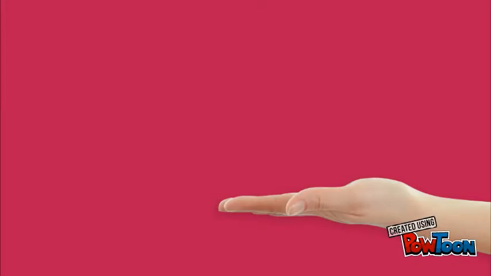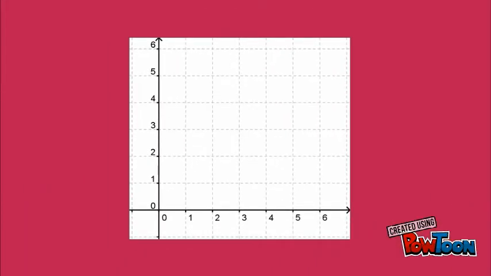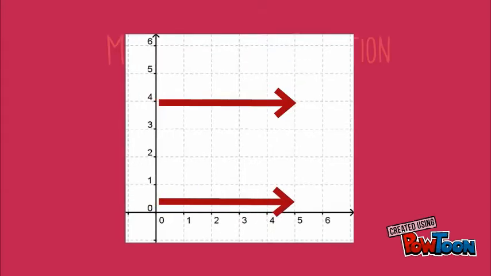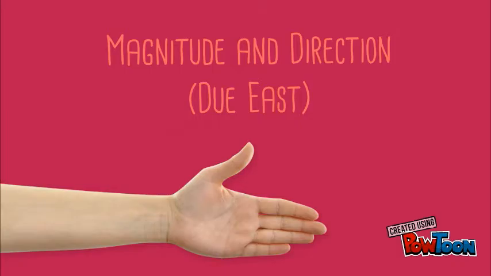Now what is cool about vectors is it doesn't matter where the vector starts. For example, this vector is the same as our first vector because it has the same length, so it has the same magnitude, and its direction is also due east.